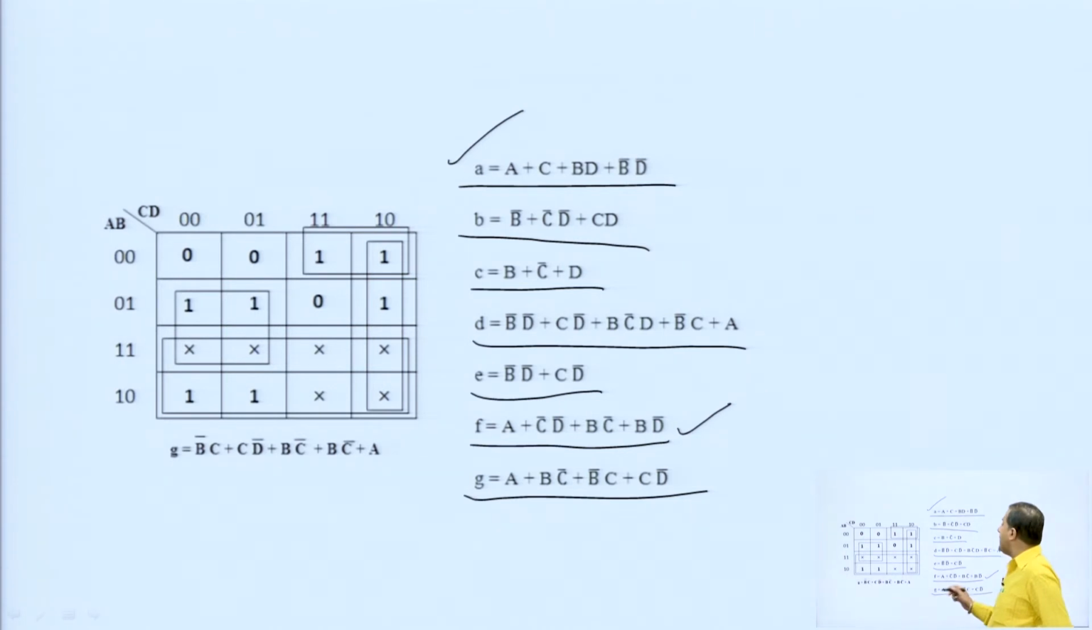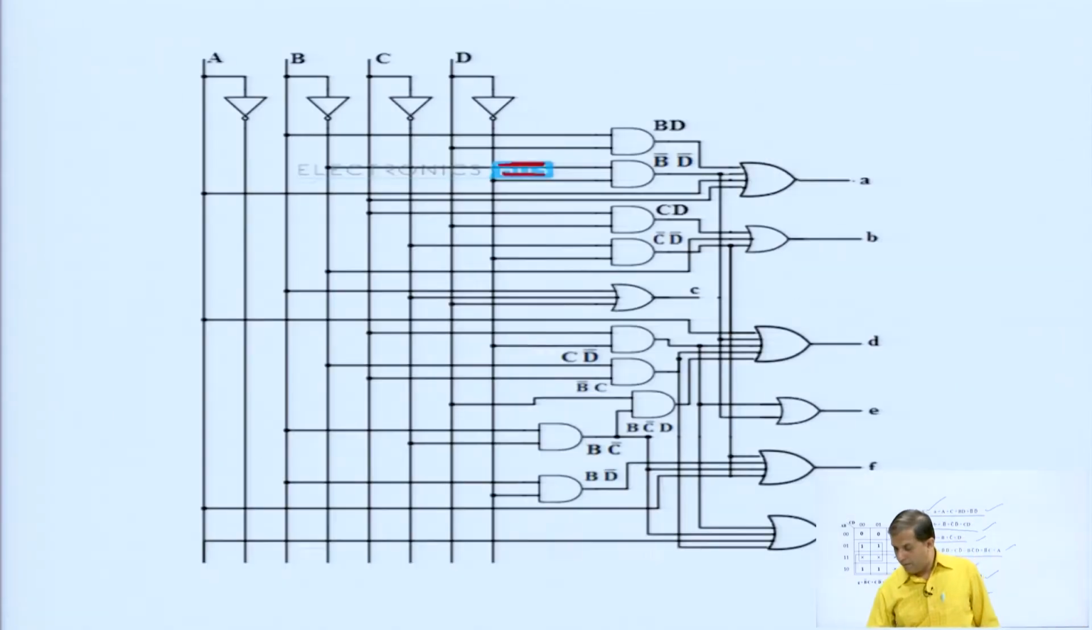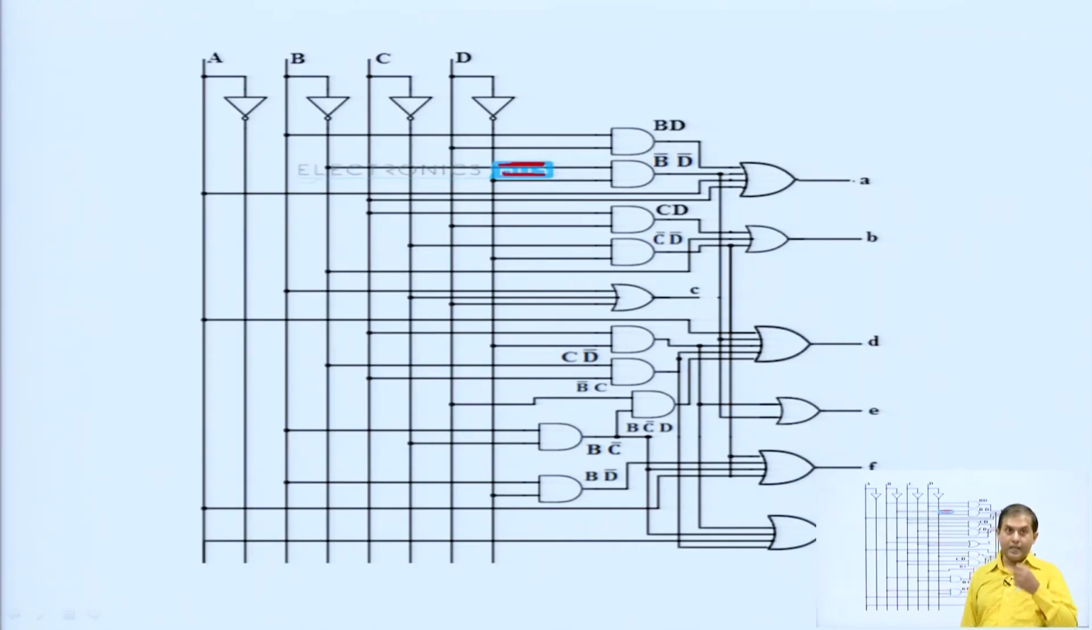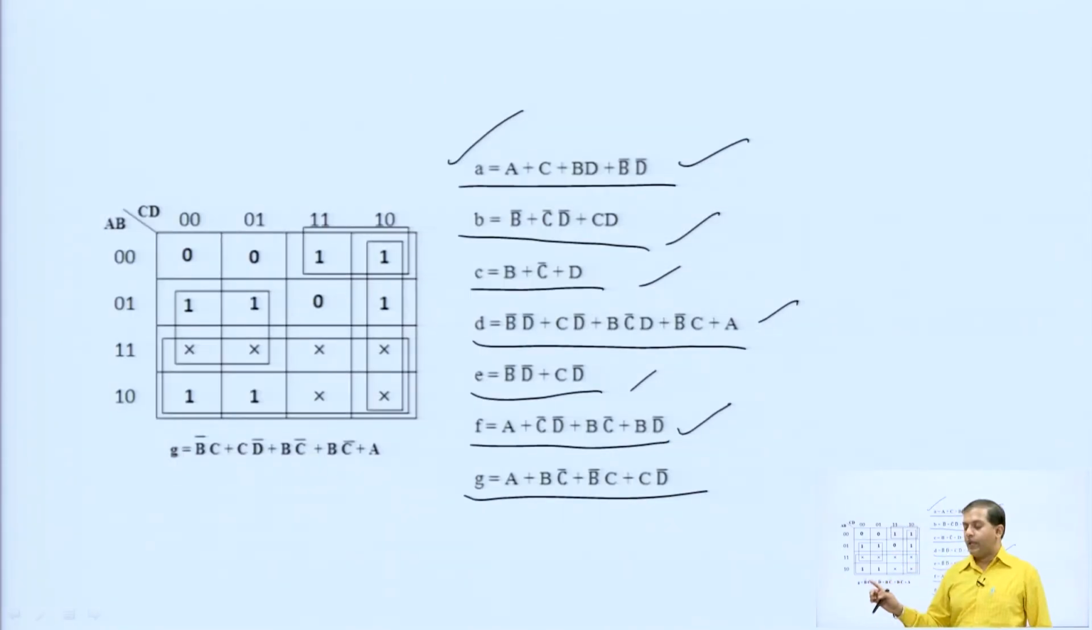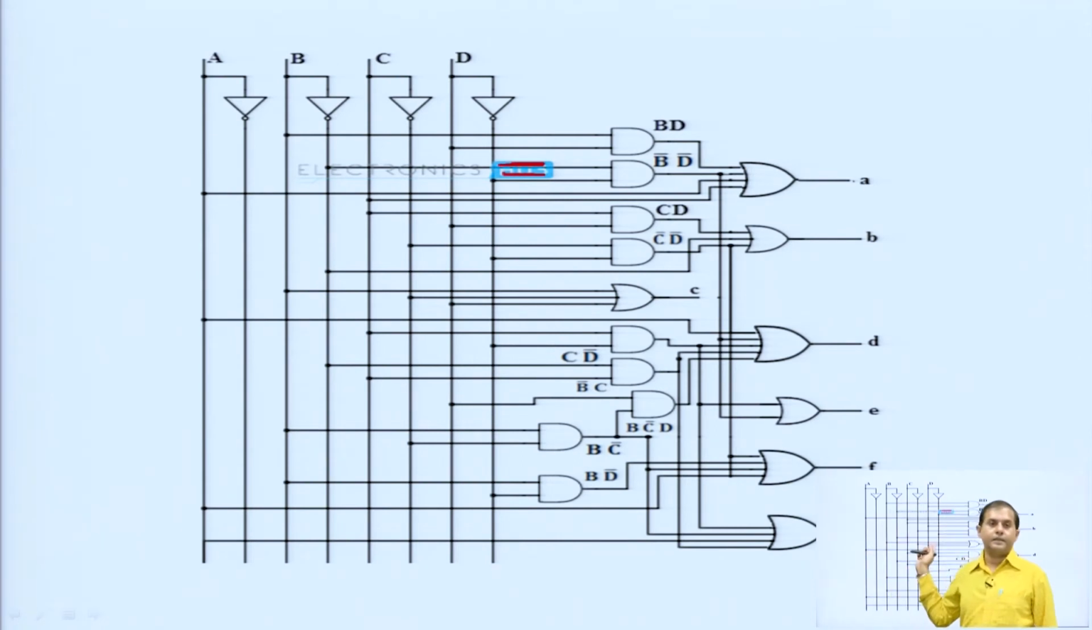So, in total how many K maps do we have to make? A, B, C, D, E, F, G, total 7 K maps we have to make, and from the 7 K maps we will be getting the minimized expression for A, B, C, D, E, F, G. Okay. Now, if we are going to implement the circuit, this is nothing but the circuit diagram, whatever equations we have derived we have just implemented like this. Okay. So, this is the complete circuit diagram for the 7 segment display.